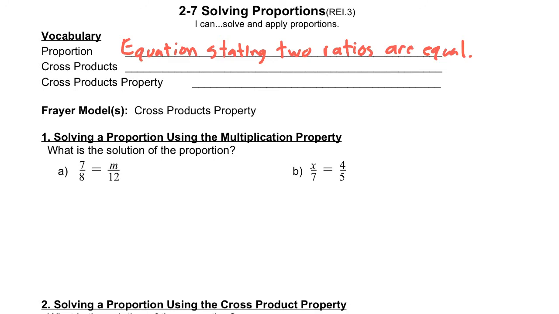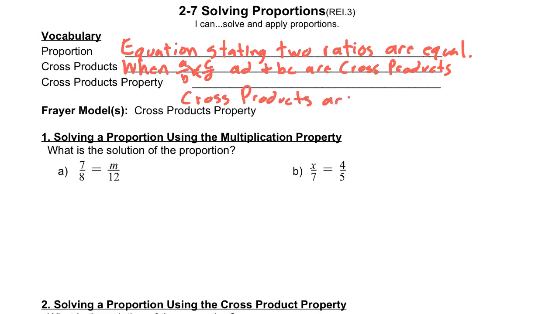So cross products is basically when you have a proportion and it's A over B equals C over D, AD and BC. So AD, A times D, and B times C are called cross products. Okay, so the cross products property says cross products are equal. Okay, cross products in a proportion are equal.